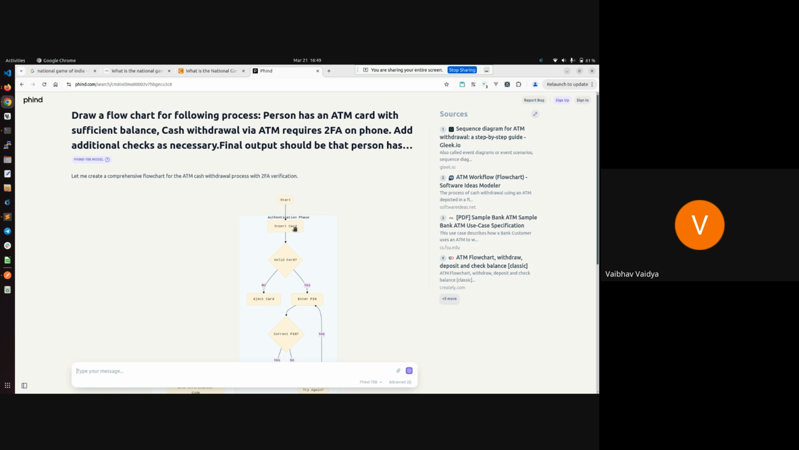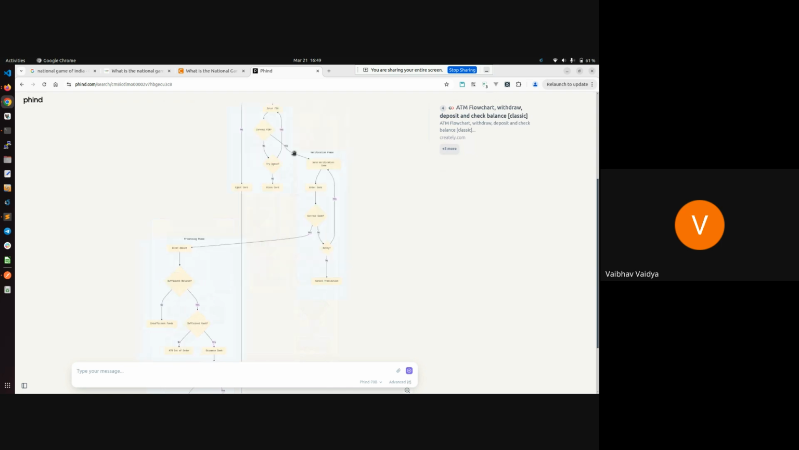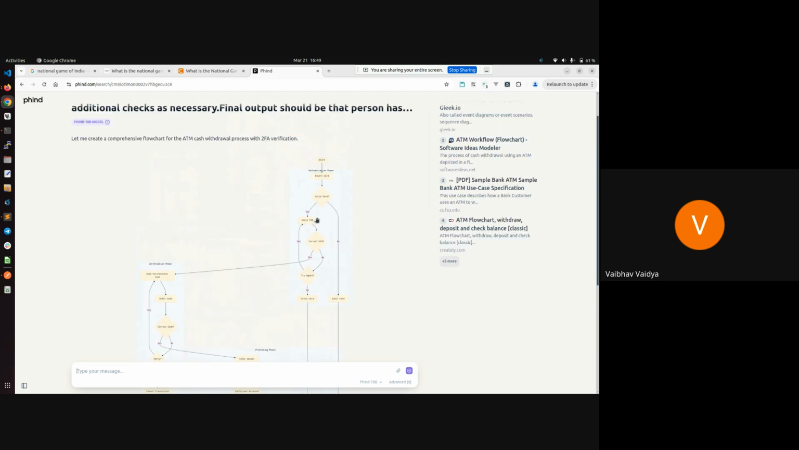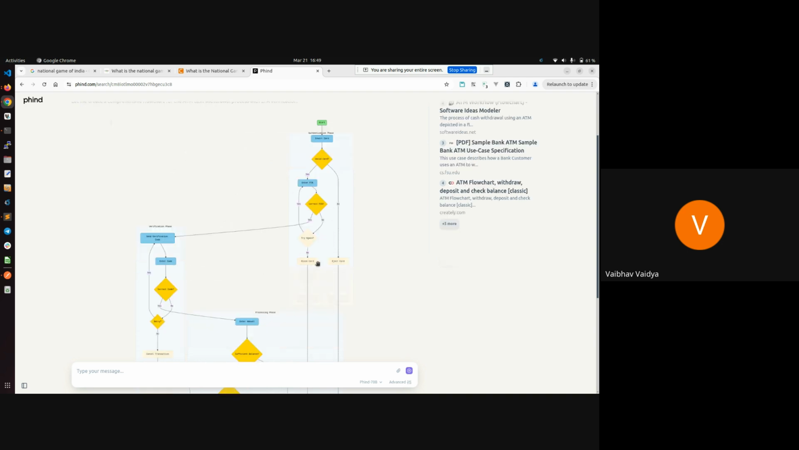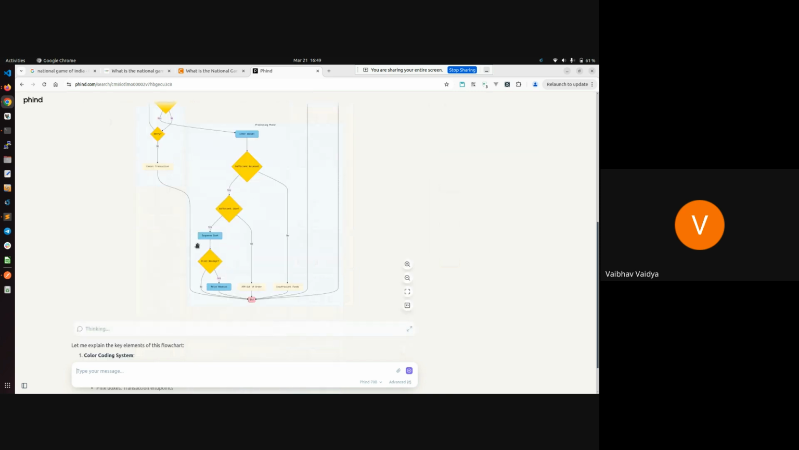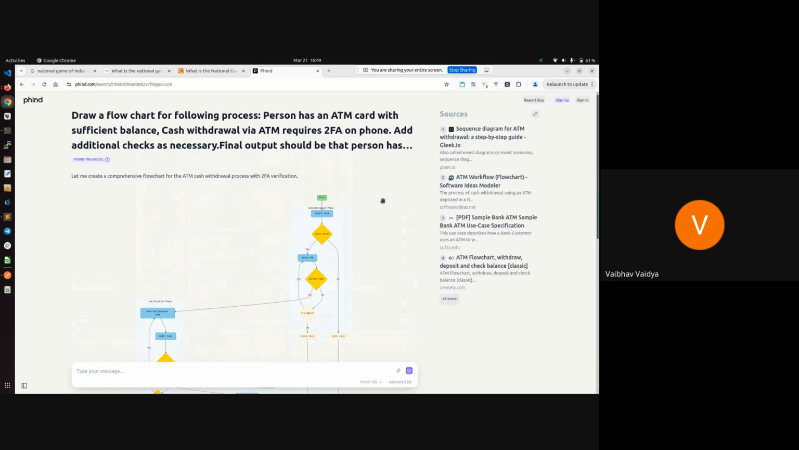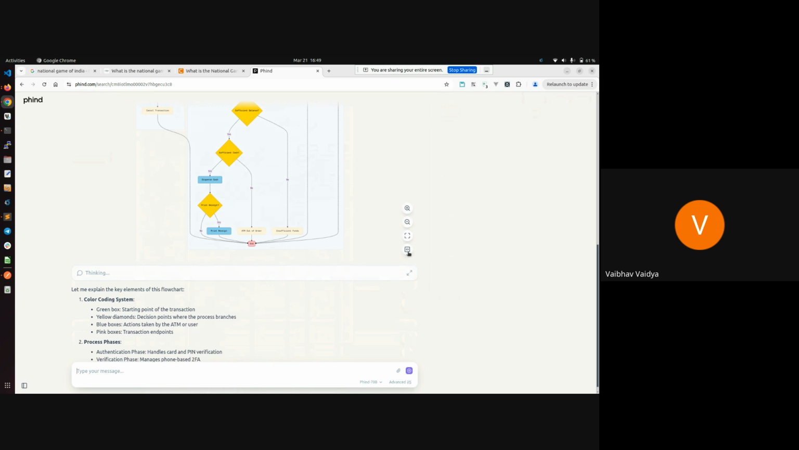So we have got a start, then a check whether it's a valid card or not. If it's a valid card, then it expects that we enter the PIN. If we enter the PIN, then it asks whether a verification code should be there. If the PIN is incorrect, it asks whether the card should be blocked or ejected. So it is giving me the entire process. Let's see if I can get the code for this.